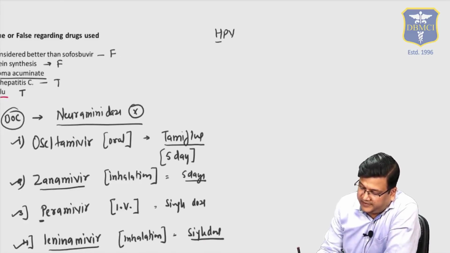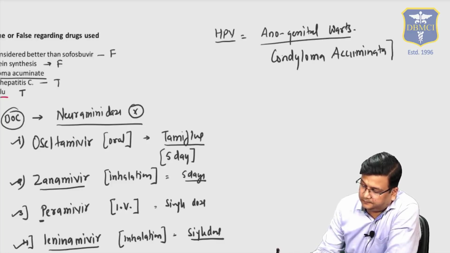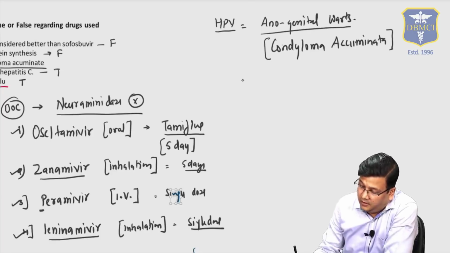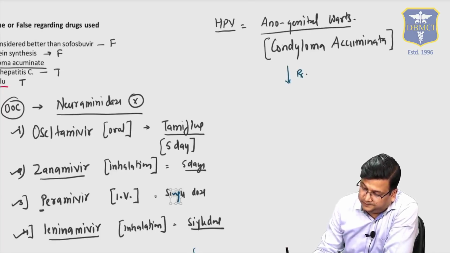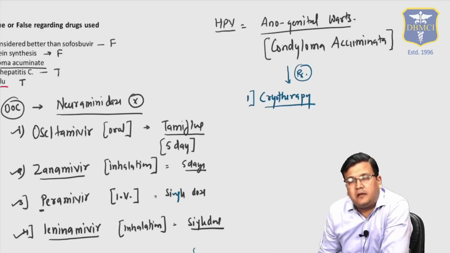Human papilloma virus can cause anogenital warts, also known as condyloma acuminata. So they are genital warts caused by HPV. What is the treatment of these? Non-pharmacological treatment, cryotherapy. If there are mild superficial lesions, cryotherapy is best.